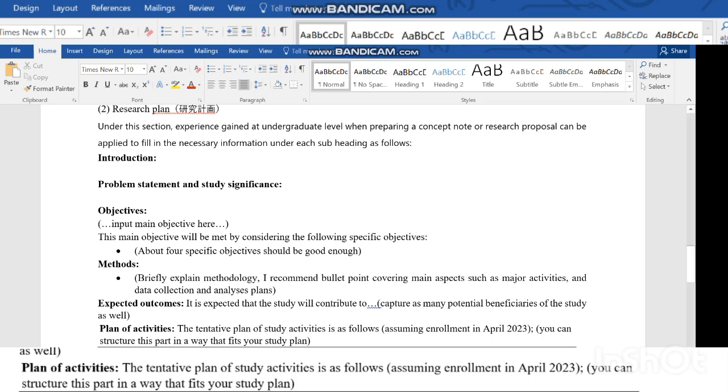Then objectives. You can break your objectives into main objective and specific objectives. So your main objective, you give it, and then that main objective will be achieved by carrying out a certain number of specific objectives. So this main objective will be met by considering the following specific objectives, is what you can say. And then here I just put in brackets, you can give about 4.